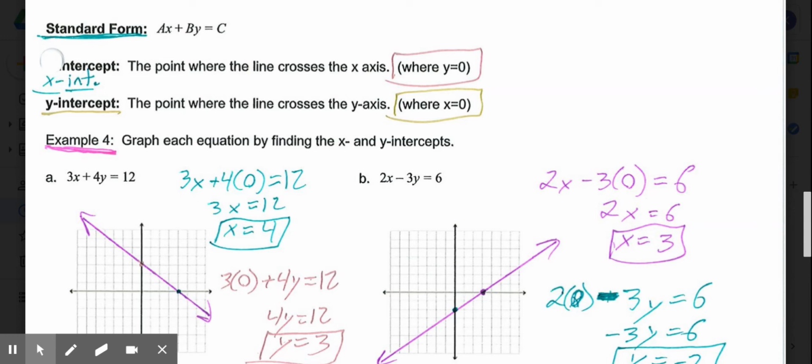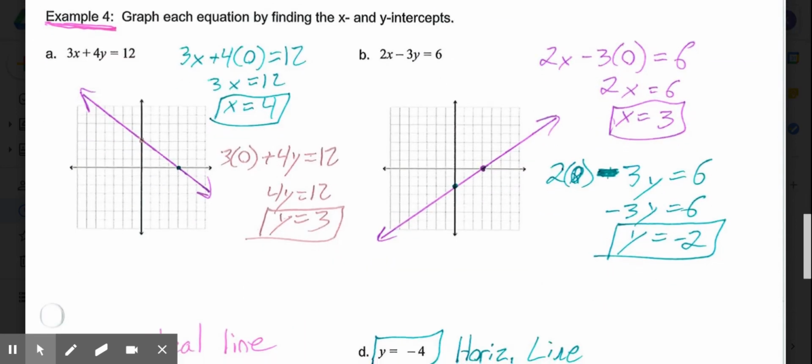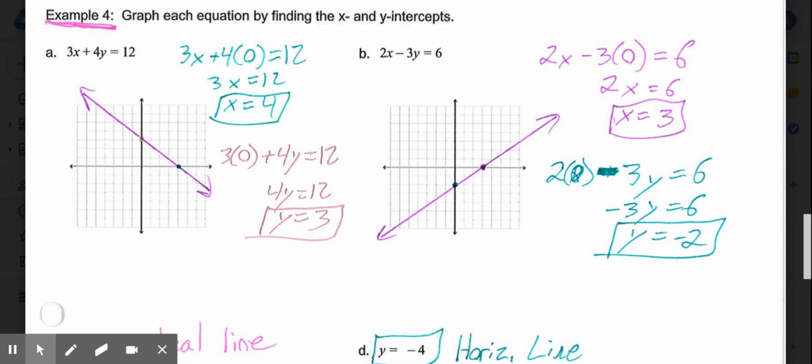So graph each equation by finding the x and y intercepts. To find the x-intercept, we're just going to put a 0 in for y. So it'd be 3x plus 4 times 0 equals 12. So 3x equals 12, divide by 3, and x equals 4. So I know I'm crossing the x-axis here at (4, 0), or at 4.